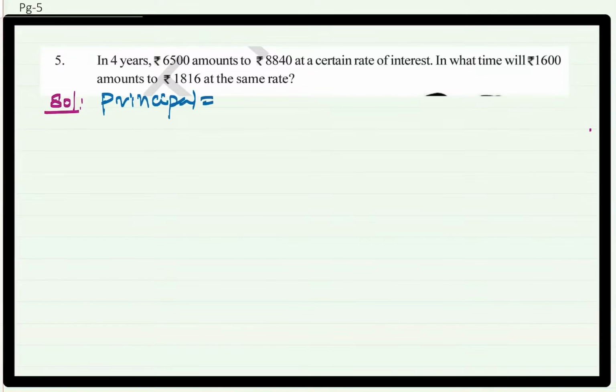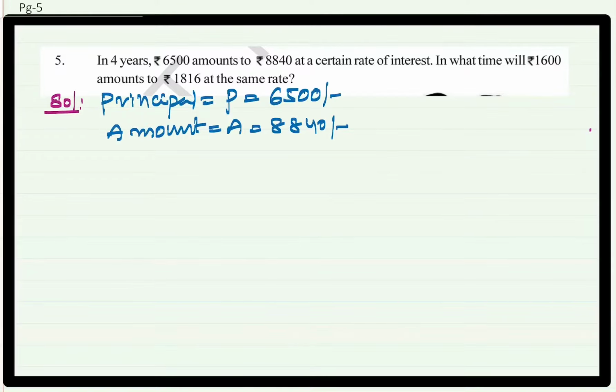Here the principal P is equal to 6,500. Next the amount A is equal to 8,840. Next time is equal to 4 years, and rate of interest is equal to X%.